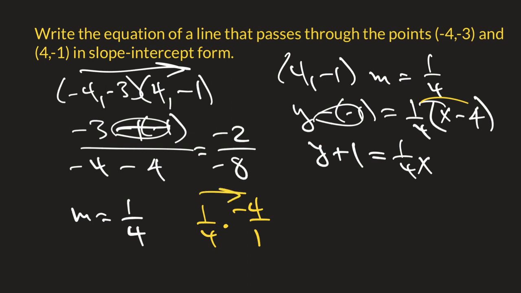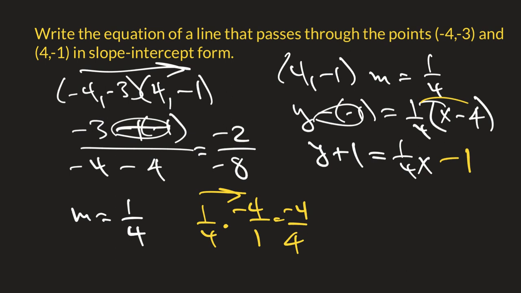1 times negative 4. Guys, what's 1 times negative 4? And what's 4 times 1? And what's negative 4 over 4? Negative 1. So 1/4 times that negative 4 is going to give you negative 1. So again, it works out pretty nice. Okay, give it a chance.